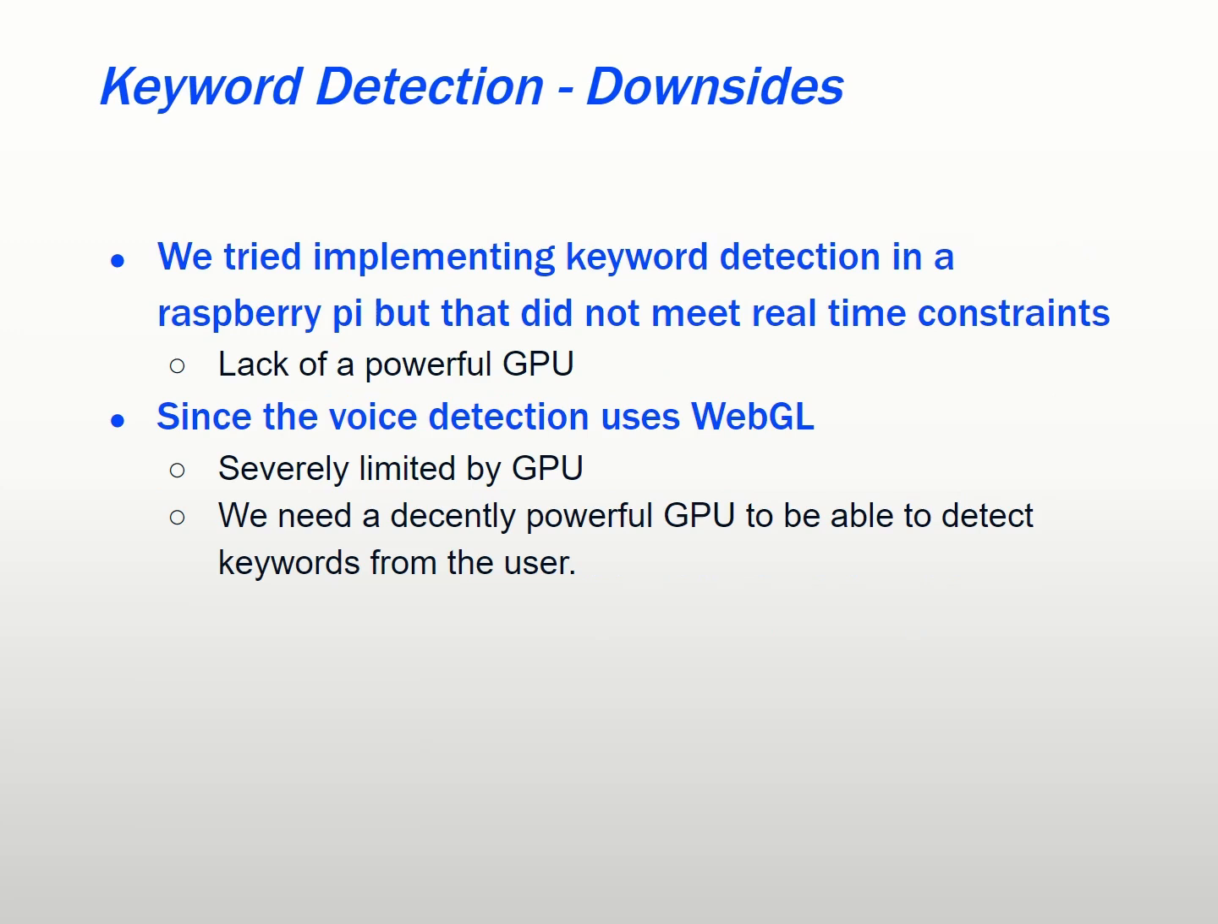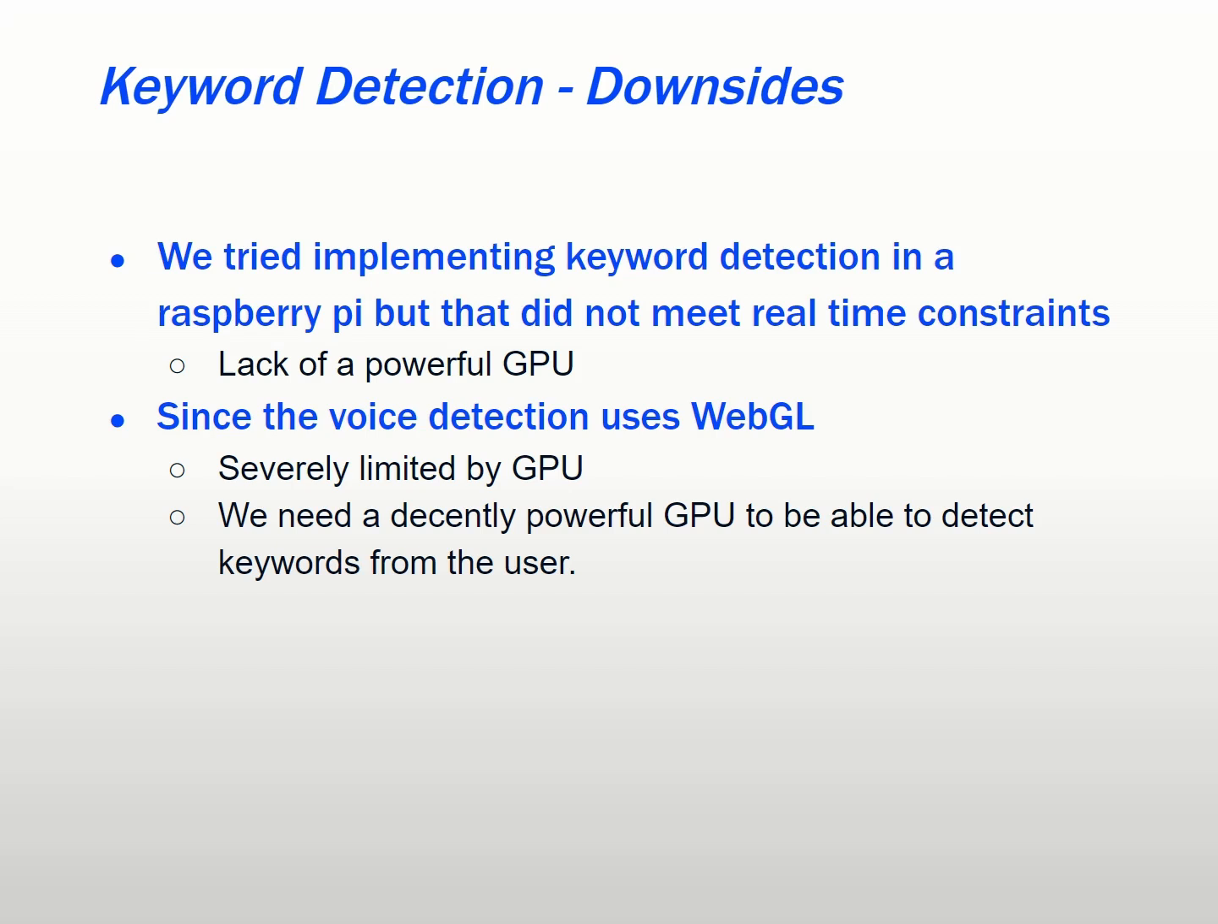The downsides of this approach, while effective, is that it requires the use of a GPU, and the real-time aspect of the voice detection is severely limited by the GPU. In our earlier prototypes, we tried running the voice detection through a Raspberry Pi board, but since the Pi board did not have a powerful enough GPU and CPU, it failed to meet our real-time constraints.